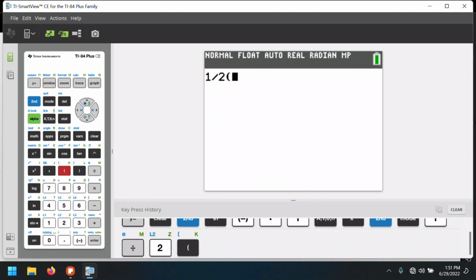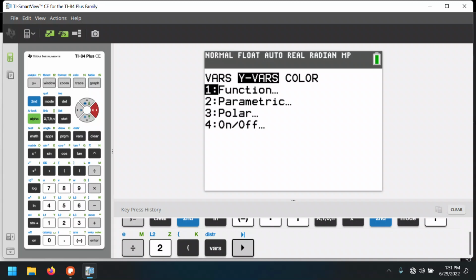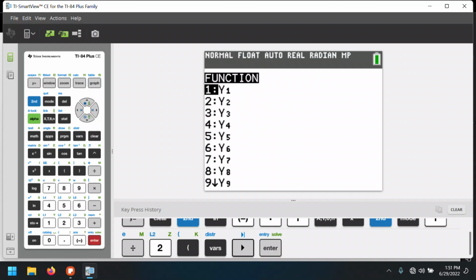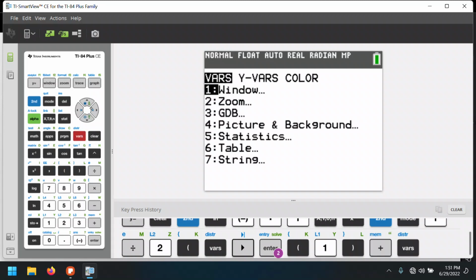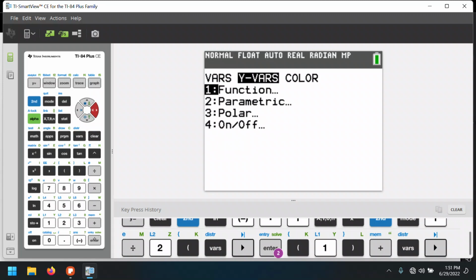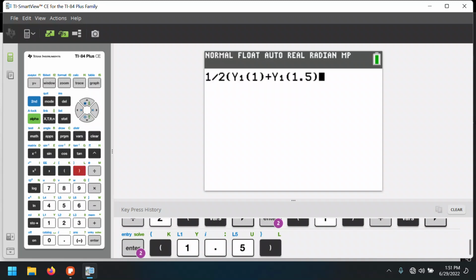And I'm going to open parentheses. I'm going to go to Vars, Y-Vars, Function, our function Y1, which is our exponential function that we just typed. Enter, open parentheses to evaluate it at 1. Close parentheses. Plus Vars, do the same, to evaluate it at 1.5. Close parentheses. Be sure to close parentheses.